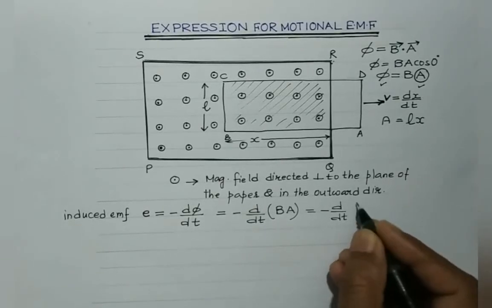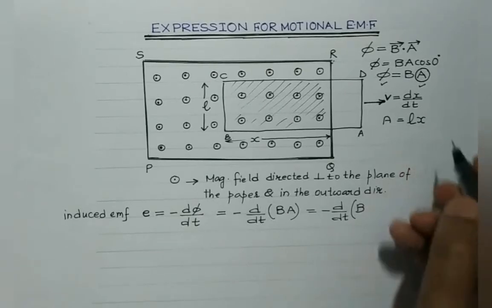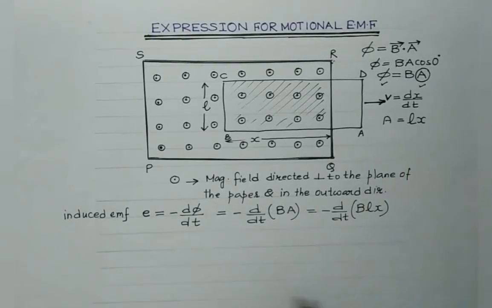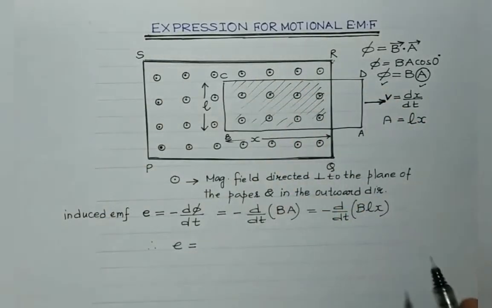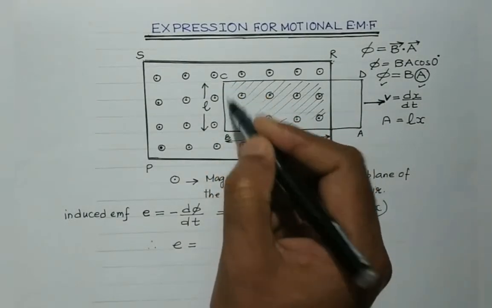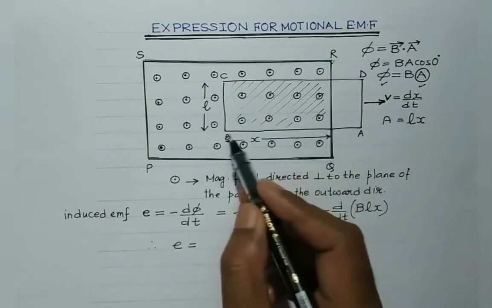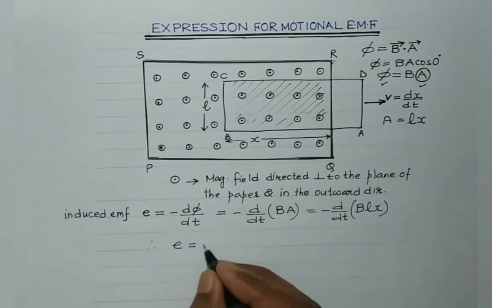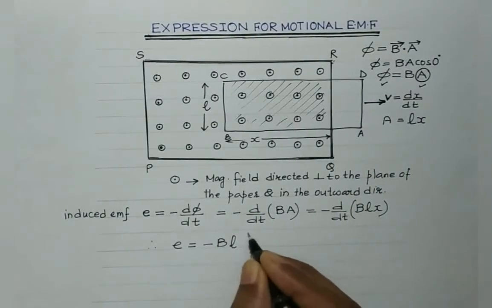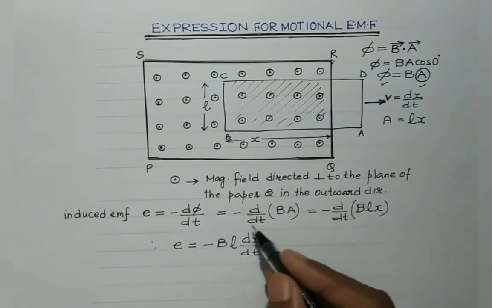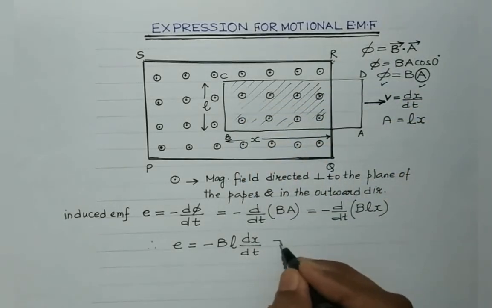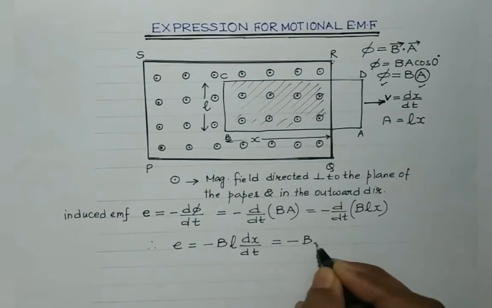Now, the effective area of the loop at the instant is L into X. Now, as we have considered the magnetic field in the region PQR to be uniform, B can be taken outside the differentiation. L, this portion will remain constant, isn't it? Only this value of X will change with time. So what we can do is minus BL dx by dt. And as I have told you, this time rate change in the value of x will give us the velocity with which the loop is taken outside. So it will be minus BLV.